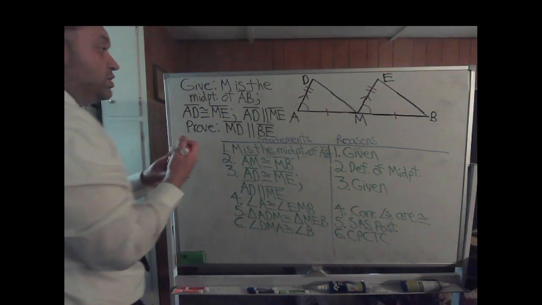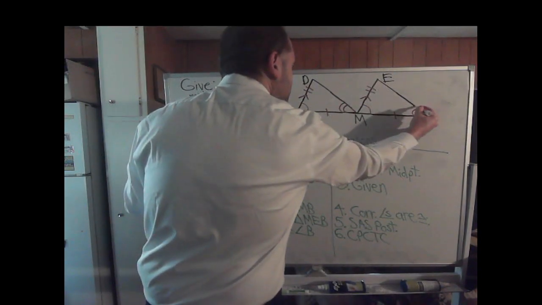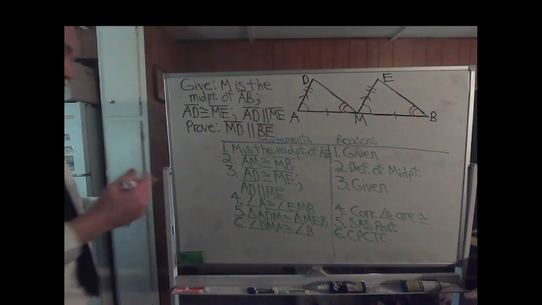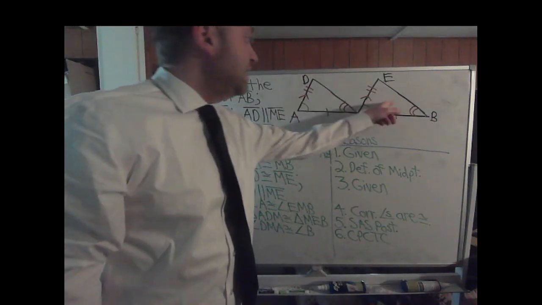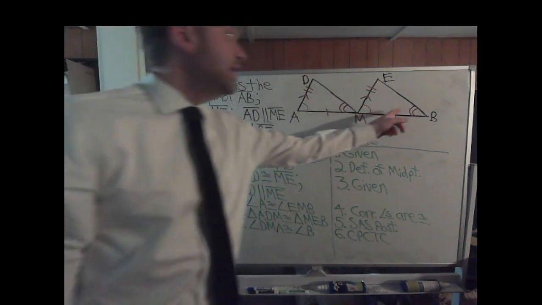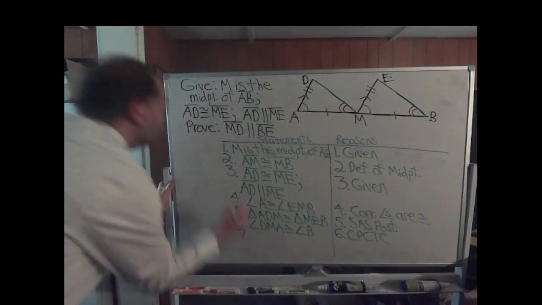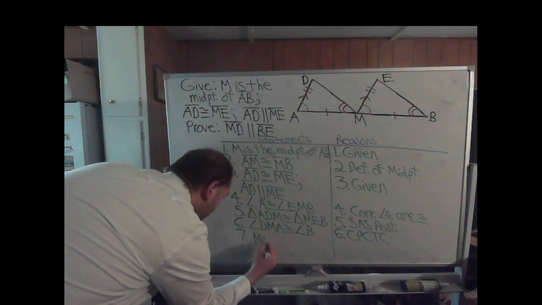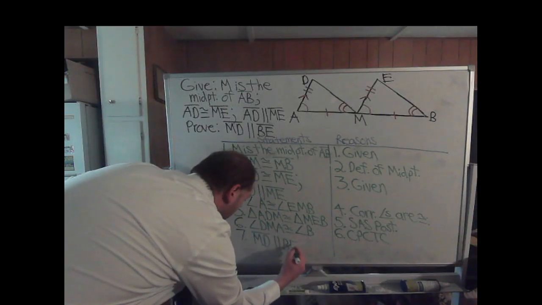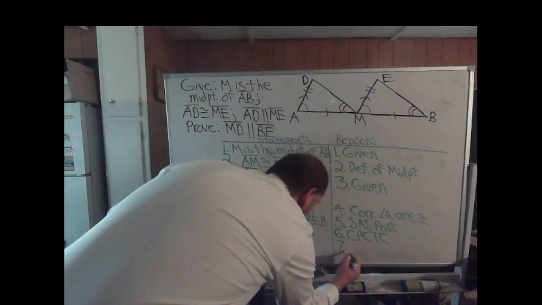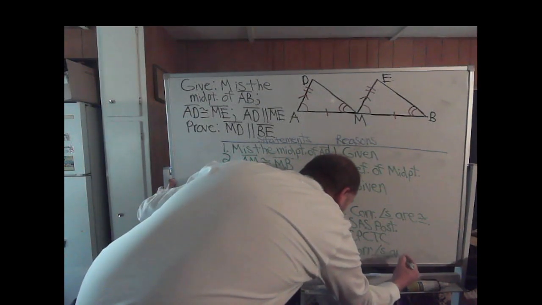So, in fact, I'm going to go ahead and mark these on the diagram here. It's going to aid us in determining parallel lines. So we've got two corresponding angles that are congruent, right? If you have two lines cut by a transversal and corresponding angles are congruent, then the lines are parallel. So step 7, we can now finally prove that MD is parallel to BE. Why are they parallel? Because corresponding angles are congruent.